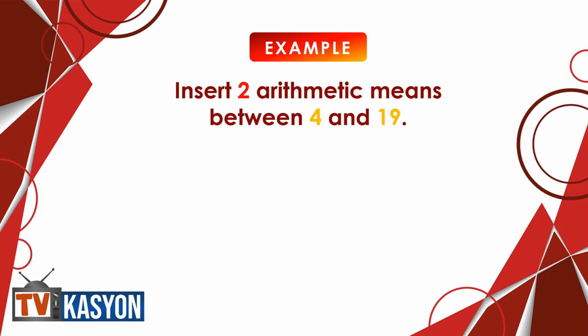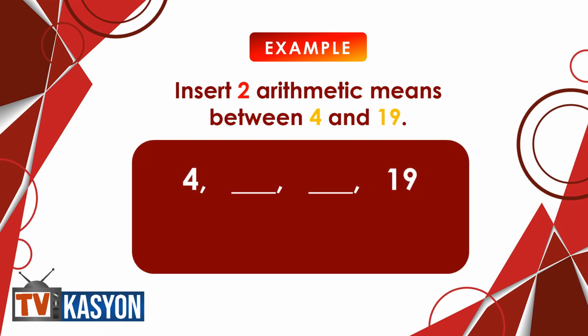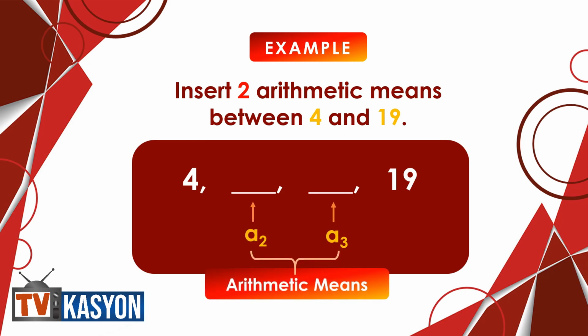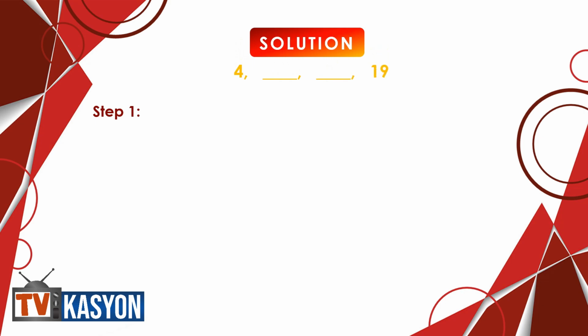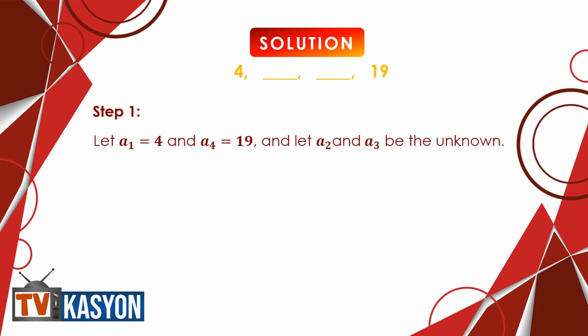Since we are to insert two terms between 4 and 19, it means that there will be 4 terms all in all. Thus, we will insert the values of a sub 2 and a sub 3 in between a sub 1 and a sub 4. To easily do this, let's go over this 5-step guide. Step 1. Let a sub 1 equals 4 and a sub 4 equals 19, while we let a sub 2 and a sub 3 be the unknown.